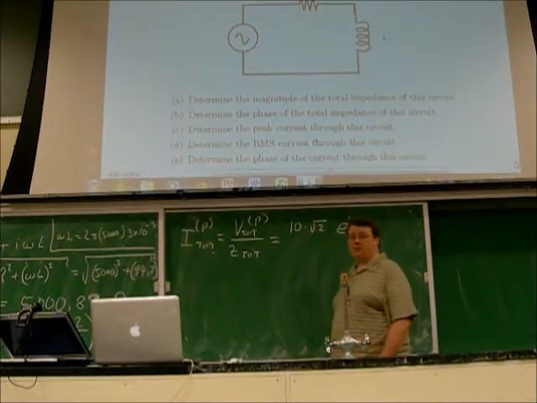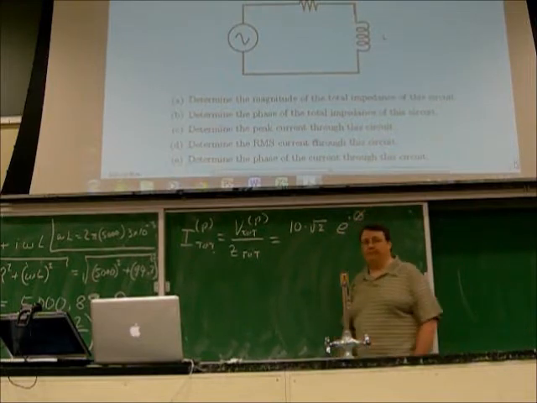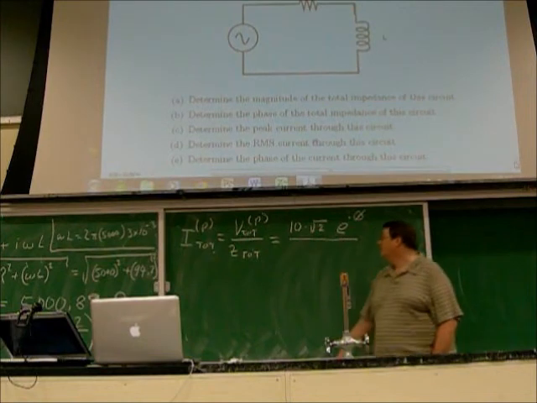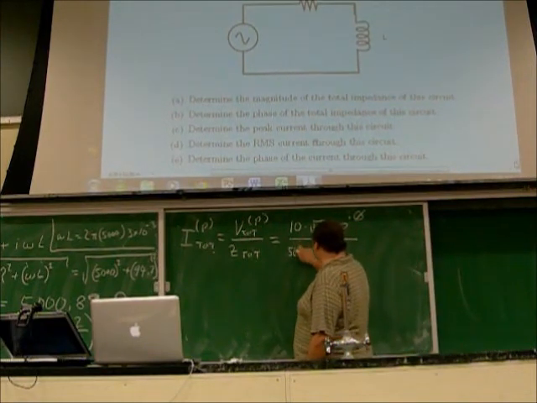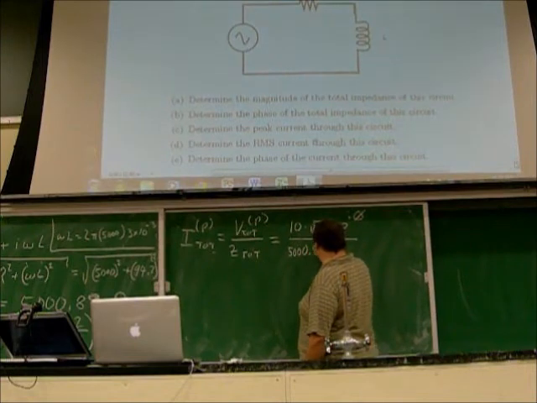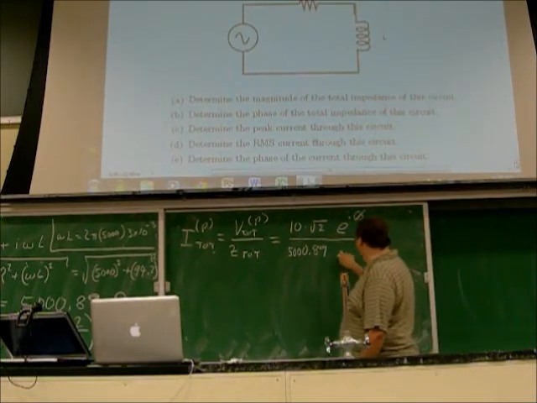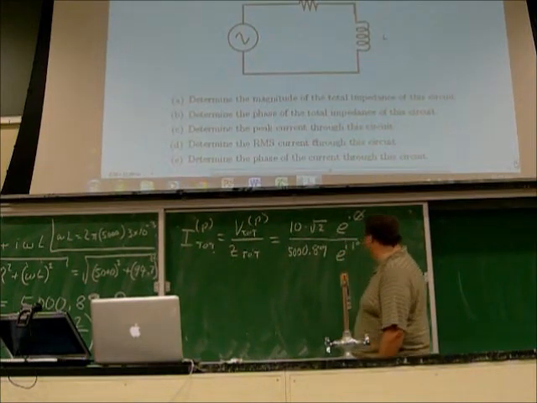And the phase of the power supply shall be? E to the I 0. Yep, 0 as always. We put in the impedance with 5,000.89 ohms, E to the I, in Euler forgive me format, 1 degree.